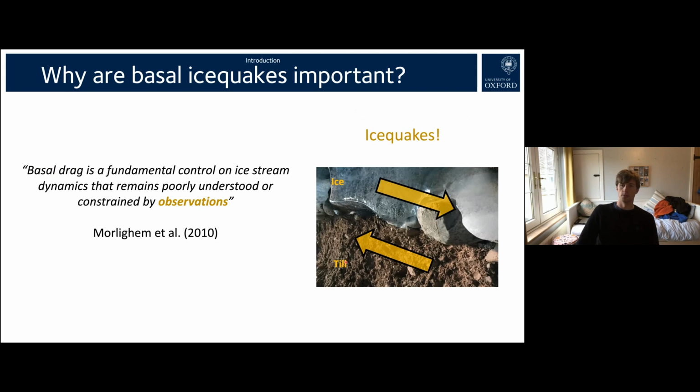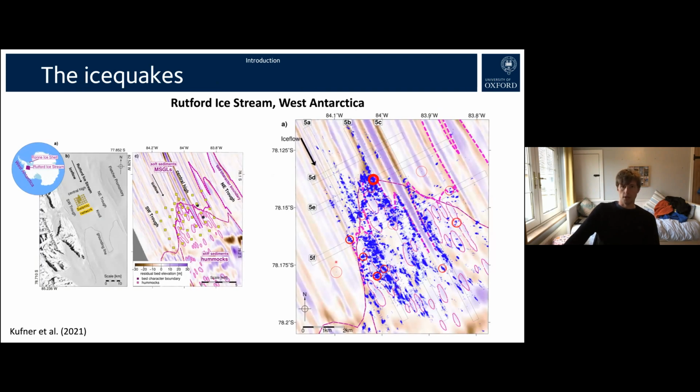We're getting these observations from these ice quakes that I've talked about. So the data we're going to use are some ice quakes from Rutherford Ice Stream in Antarctica, collected in 2019 by some colleagues in the British Antarctic Survey. And here's a paper that came out earlier this year looking at this data. There are about 200,000 ice quakes shown by these blue scatter points on this right-hand figure.